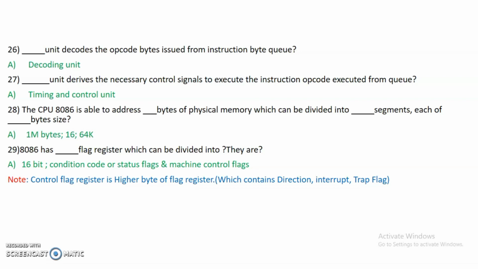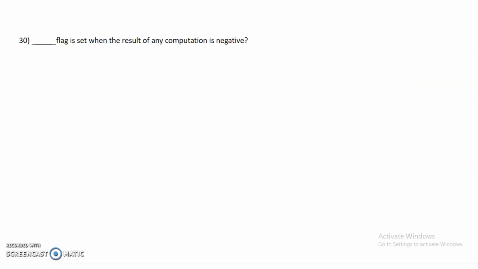Bit number 29. 8086 has dash flag register which can be divided into dash and dash. So basically 8086 supports a 16-bit flag register. As it is 16-bit, it can be divided into 8-bit and 8-bit. The higher byte is called the control flag register and the lower byte is called the machine control flag. For example, the control flag register will be the higher byte, which contains direction flag, interrupt flag and trap flag. If you want to know more information, we can see about these flags in the further slides.